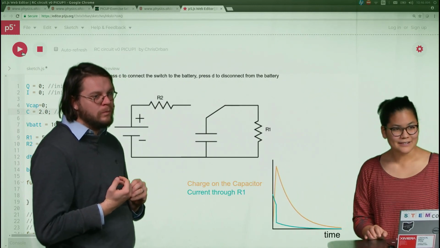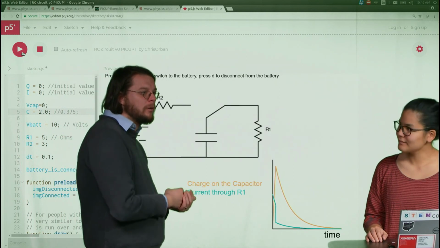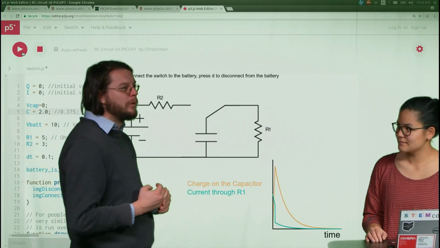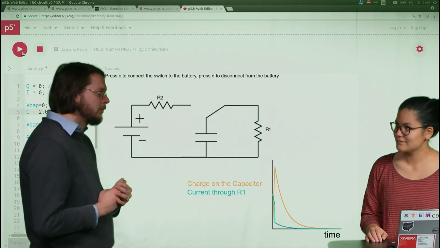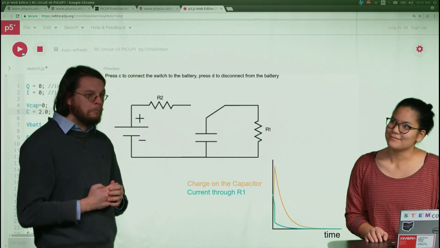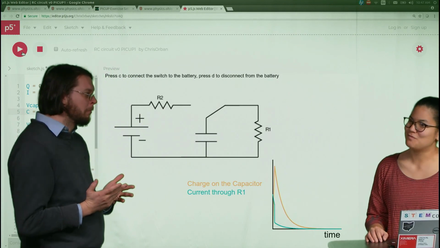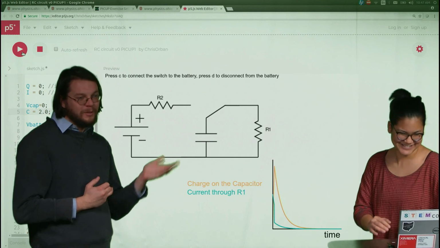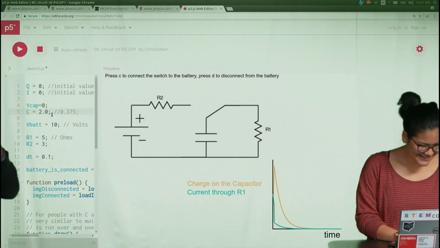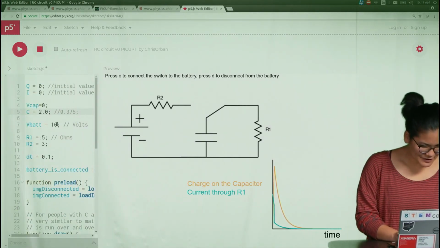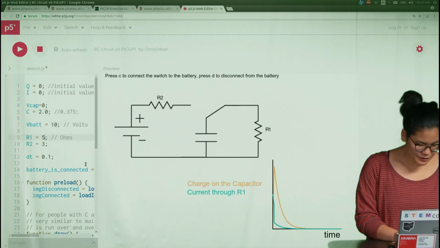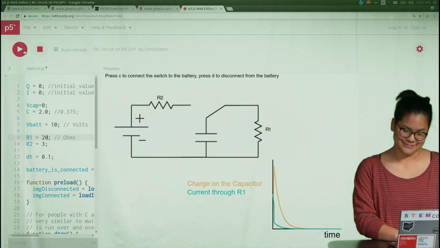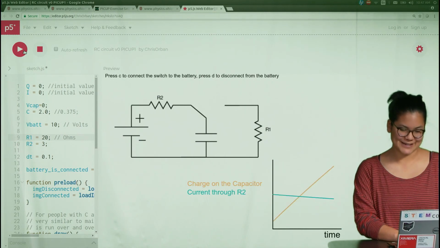Okay. So if we increase R, it makes it longer. If we increase C, it makes it longer. What if we increase both R and C? Then it should definitely make it longer. Okay. Well, let's find out. So I'll keep it at 2 and maybe change this back to 20. Alright, let's see here. So connect, disconnect.